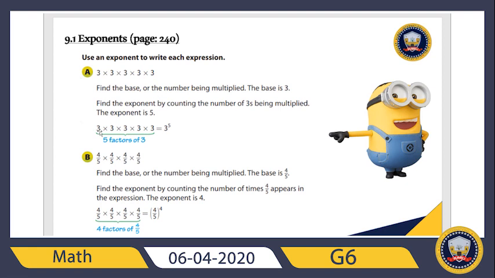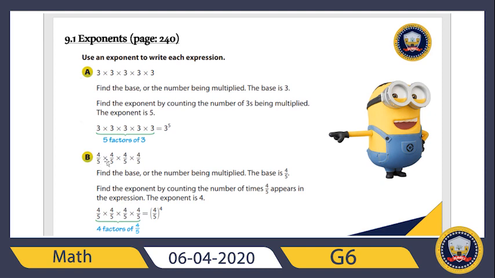Now, 3 times 3 times 3 times 3 times 3 is equal to the base, that is 3, to the power of 5, or power 5. What is 5? It is how many times I repeated my 3 here. So this number can be written as 3 raised to the 5th power. Okay, now let's go to the second example.